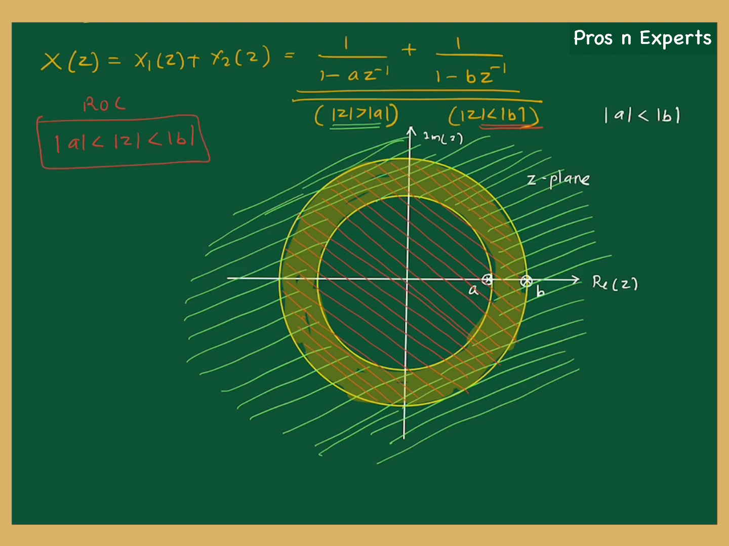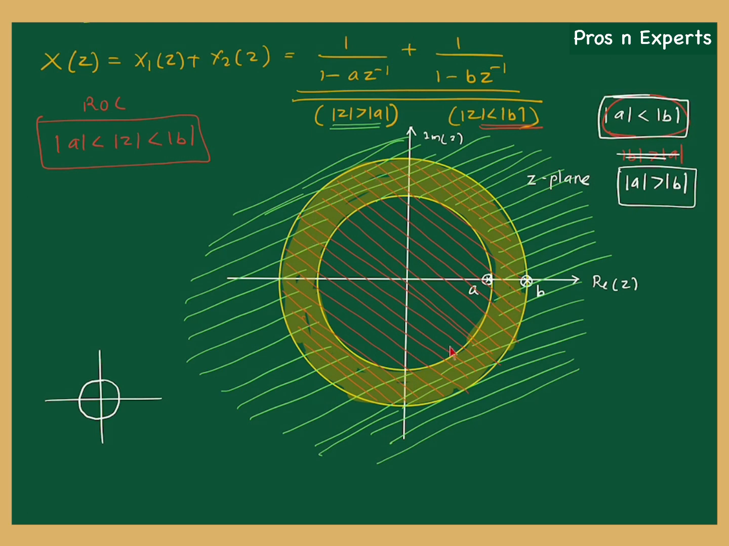Okay, and we have to pause and ponder one more thing. What happens if my assumption is different, mod b greater than mod a? I can explain. I can again draw two circles with mod a. The assumption should be mod a greater than mod b. I'm reversing the assumption. Previously we assumed mod a less than mod b and obtained the ROC as this. Now I'm going to reverse it: mod a greater than mod b. So mod a greater than mod b means this will be the circle, right?